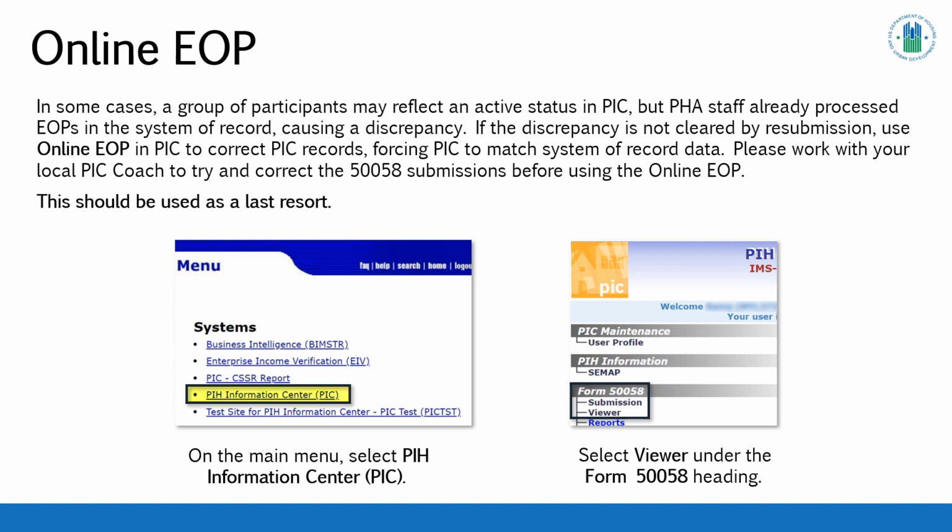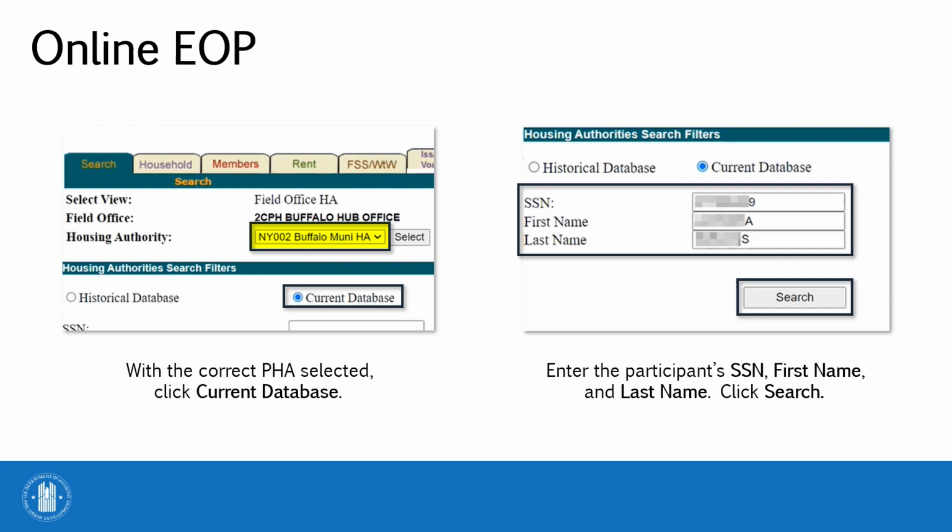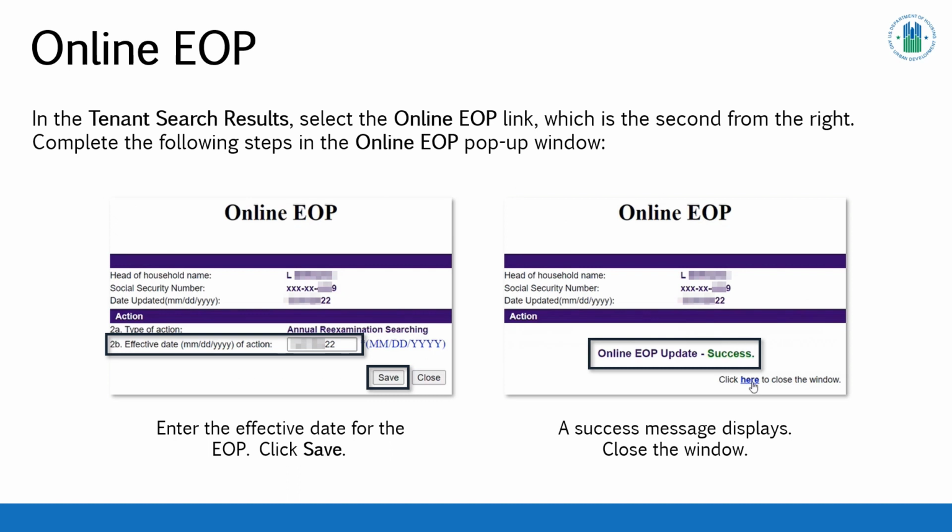On the main menu, select PIH Information Center or PIC. Select Viewer under the Form 50058 heading. Ensure the correct PHA is selected in the Housing Authority section. Then, click the radio button next to Current Database. Enter the participant's Social Security number, first name, and last name. Click Search. In the tenant search results, select the online EOP link, which is the second from the right.